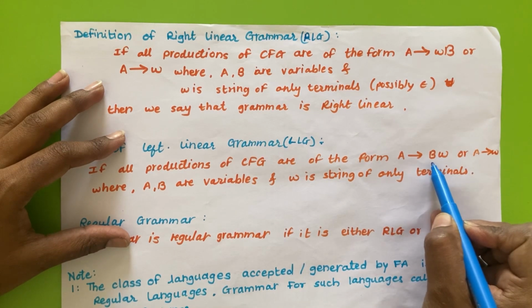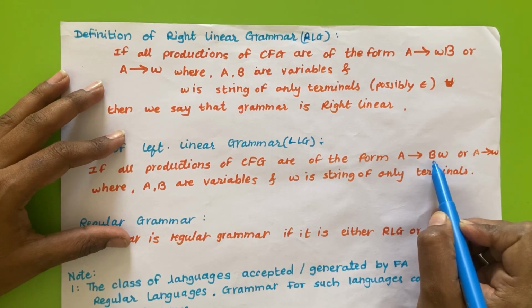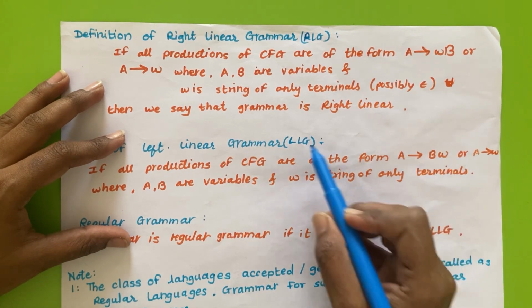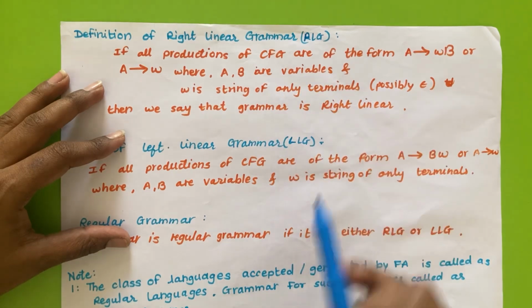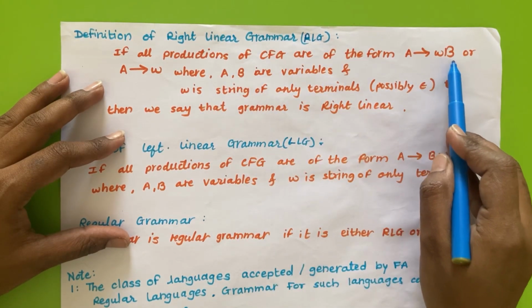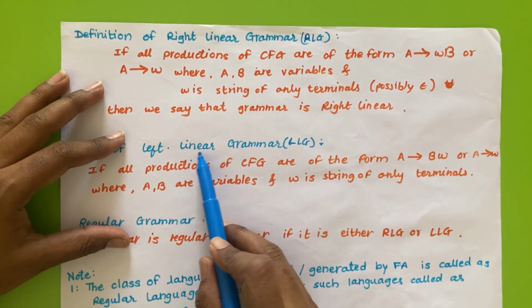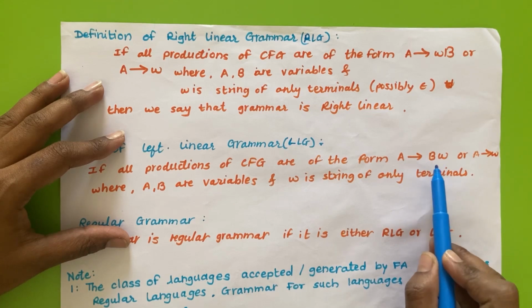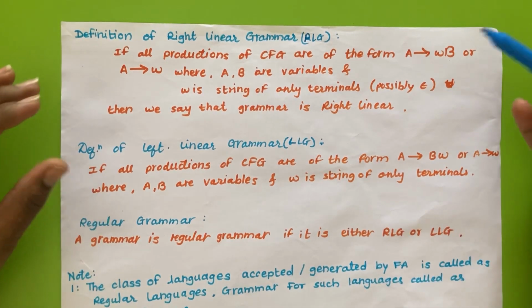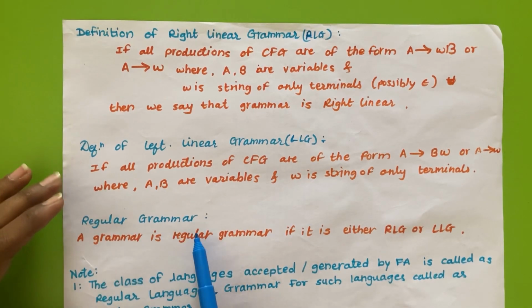According to the position of the variable present in the RHS, the names are given to the type of grammar. Right linear grammar means at the rightmost position we have a non-terminal, and left linear grammar means at the leftmost position we have a non-terminal. Is it clear to all of you? Now we will see what is meant by regular grammar.